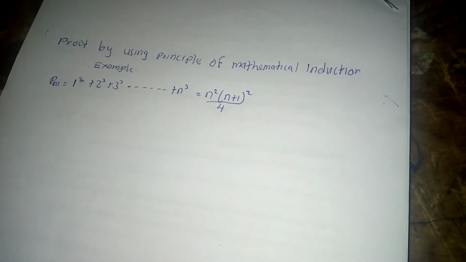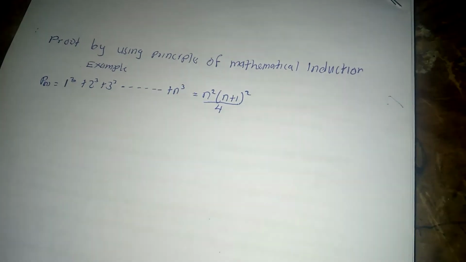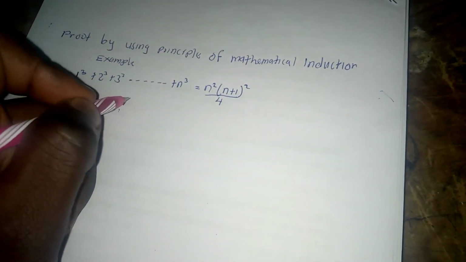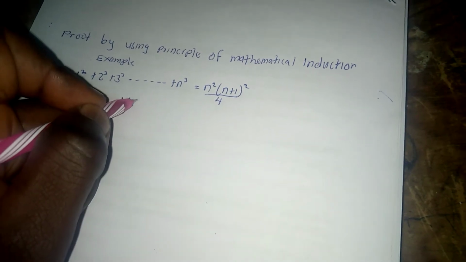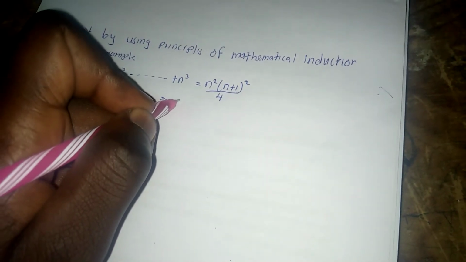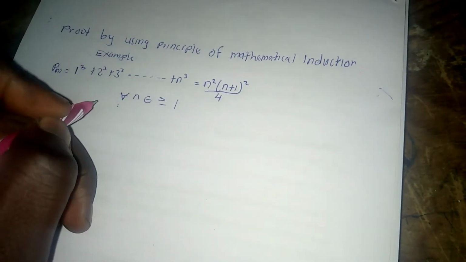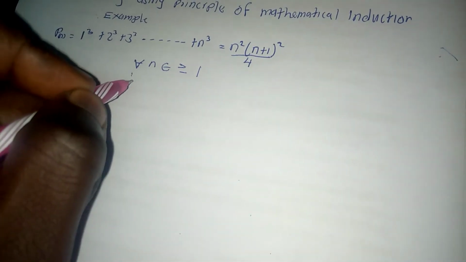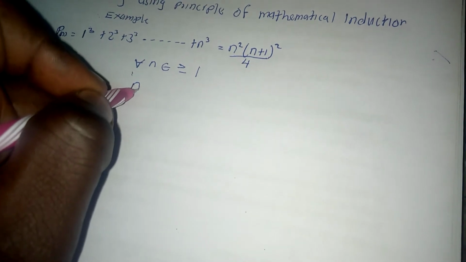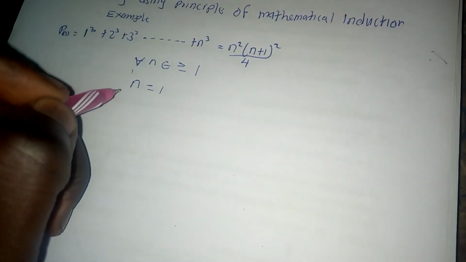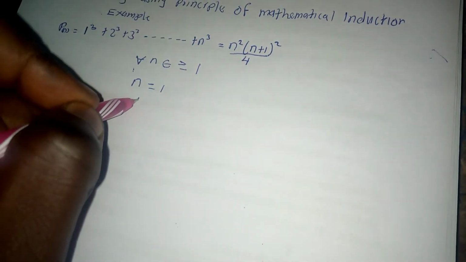For all n being an integer, that is, we know very well that this can be abbreviated, but for all n, an element of integers greater than or equal to 1, therefore we will follow the following steps. We know very well that n is equal to 1. So let us start with the left hand side.